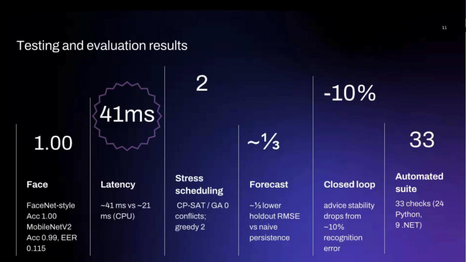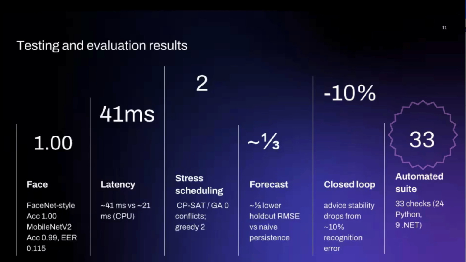MobileNetV2 on CPU. Under capacity stress, CP-SAT and the genetic algorithm produce zero conflicts while the greedy heuristic produces two conflicts. Forecasting reduced holdout RMSE by about one third compared with naive persistence. In the closed loop, advice stability started to drop from about 10% recognition error. These results were reproduced with an automated verification suite of 33 checks, 24 in Python and 9 in .NET.